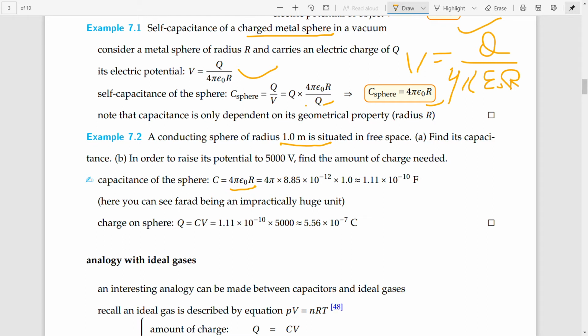And here you can see the farad is an impractically huge unit. The charge on the sphere is Q equals C times V, so we already have the capacitance, and the charge is in coulombs. Do not get confused. Sometimes students get confused writing C as capacitance, but C here is coulomb, the charge.